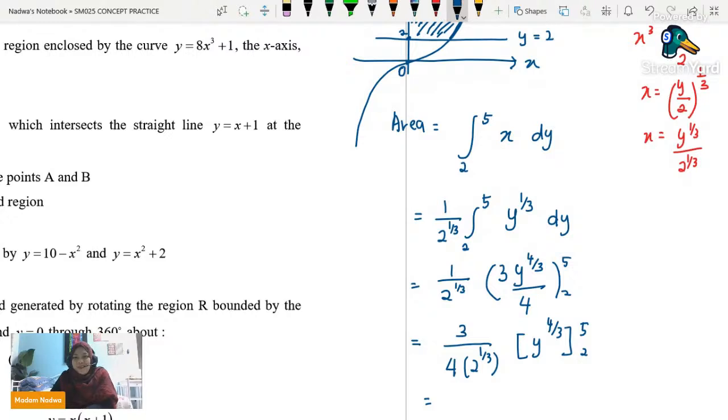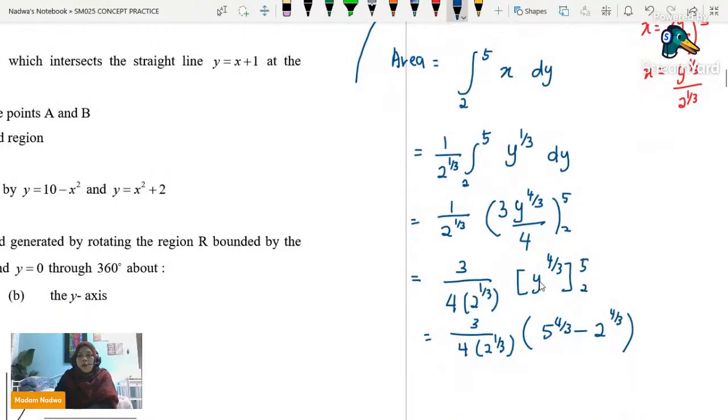So, tadi kita substitute lah nilai limit kita tadi, 5 to the power of 4 over 3 minus 2 to the power of 4 over 3. Okay, macam tu. And then ini kerja kalkulator je. Awak jangan susah-susah nak fikir, nak kira macam mana. Biar kalkulator awak buat kerja. And then you will get the answer 3.5895. Ni I dah check dengan jawapan belakang. Betul unit square. Kenapa unit square? Sebab area.